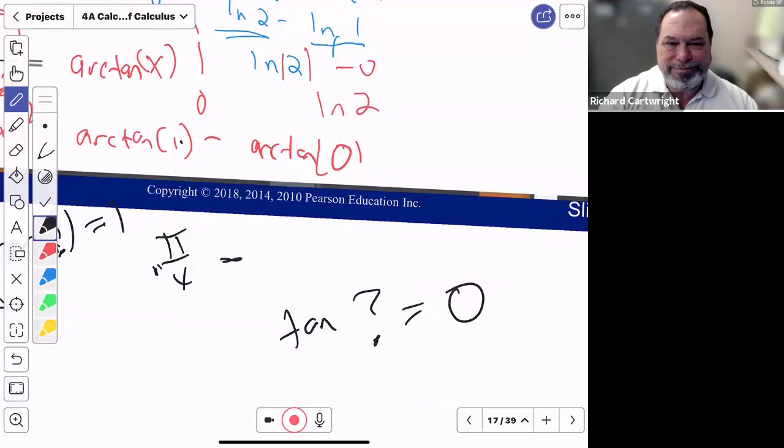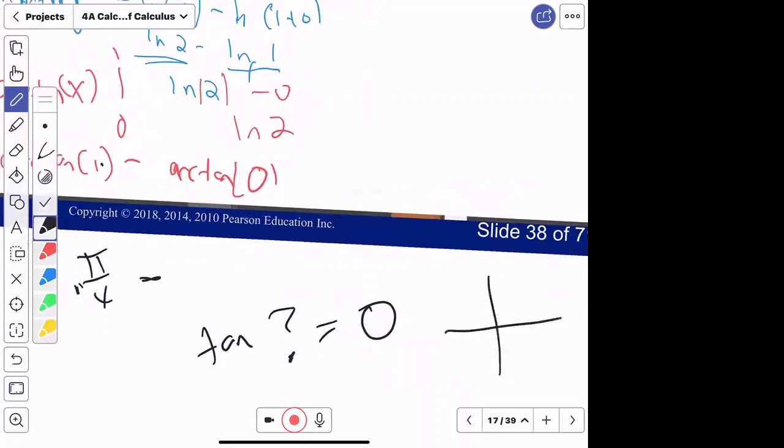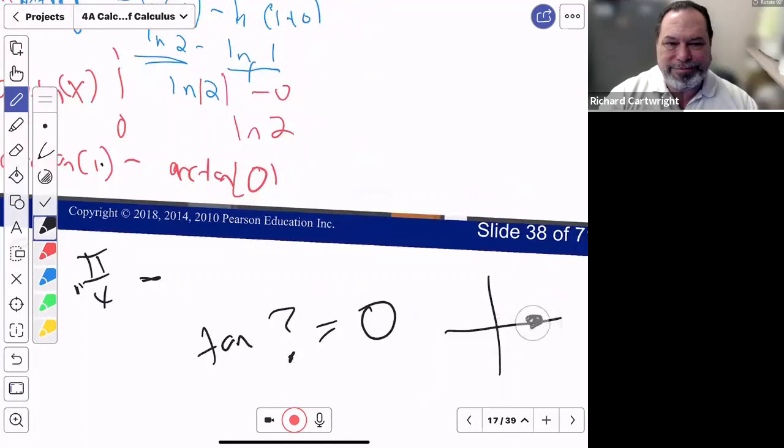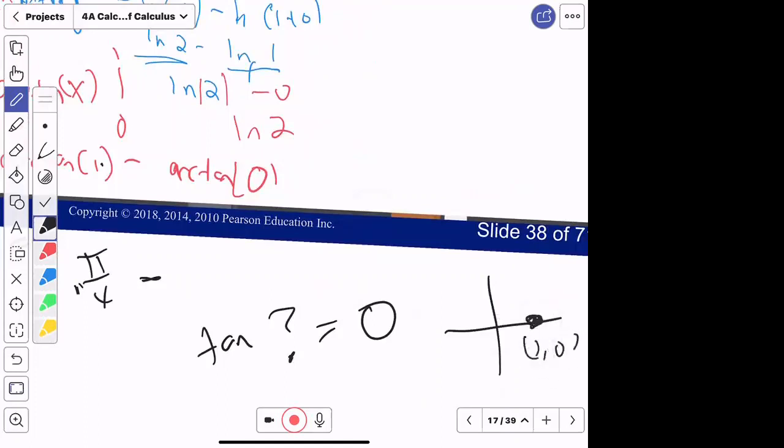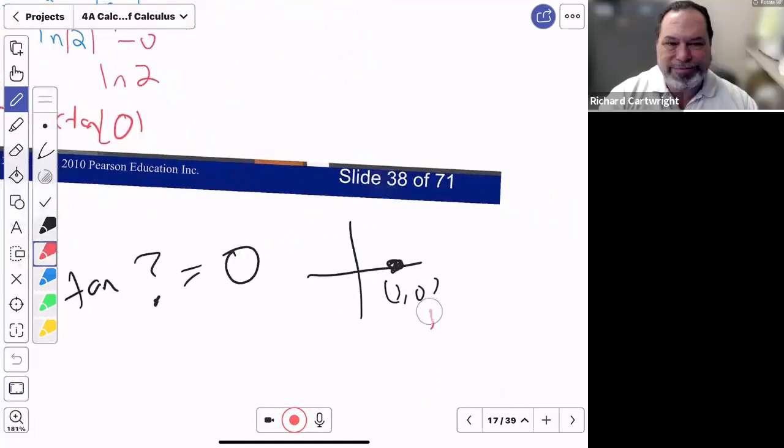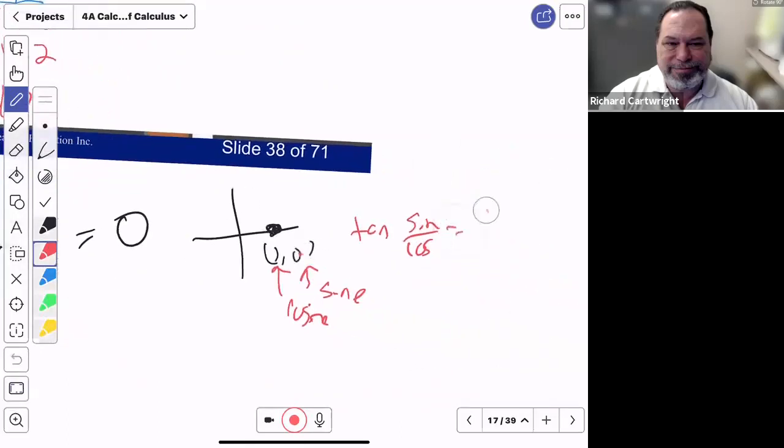That has to be on the axes. That's a quadrantal angle. Is it 0? Well, that ordered pair is 1 comma 0. On the unit circle, this is your sine, and this is your cosine answer. Tangent is always sine over cosine. That gives me 0 over 1. Or tangent of theta is y over x. Same thing.